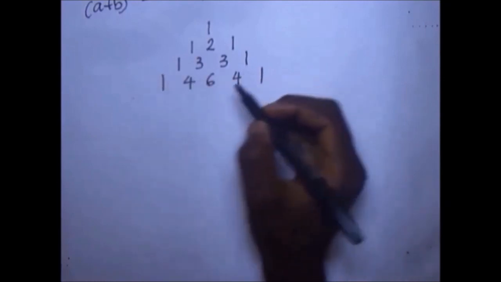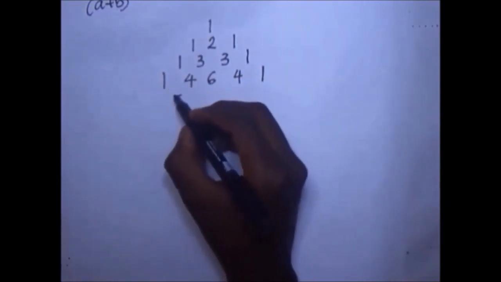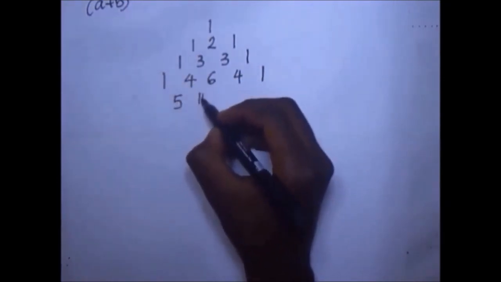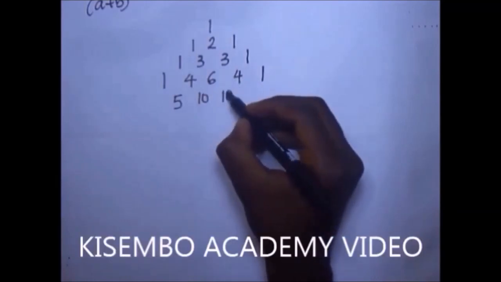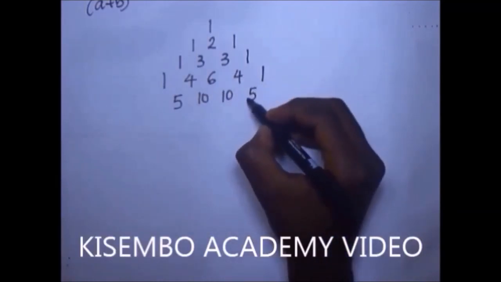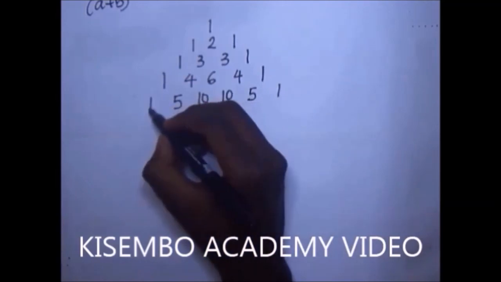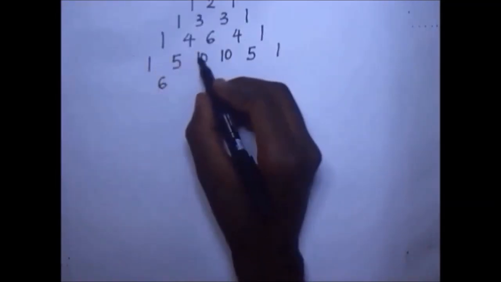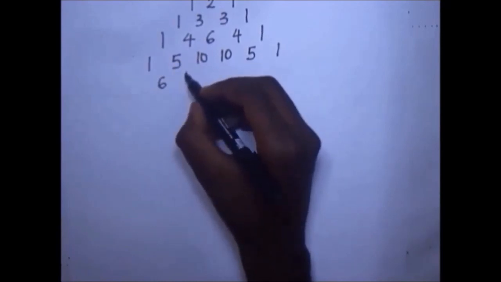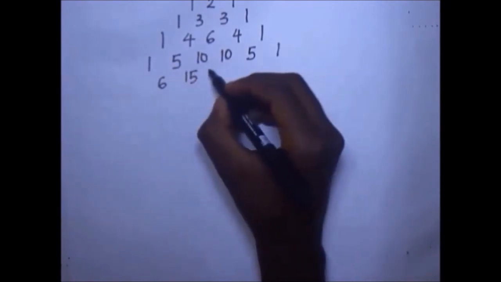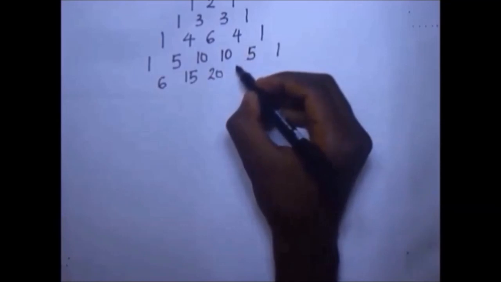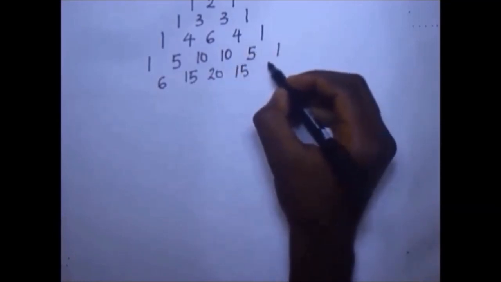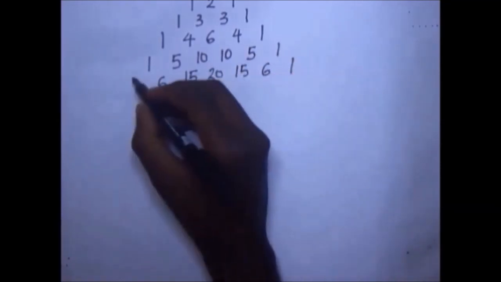We put 1. 4 plus 1 is 5, 6 plus 4 is 10, 4 plus 1 is 5. Put a 1 at each end. Next row: 5 plus 1 is 6, 10 plus 5 is 15, this is 20, 10 plus 5 is 15, 5 plus 1 is 6. Then we put a 1 at each end.